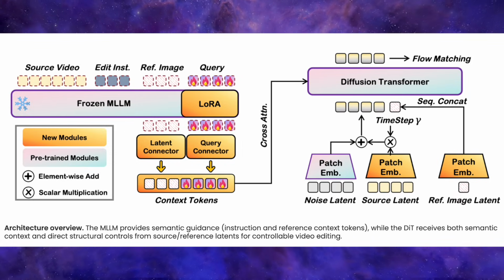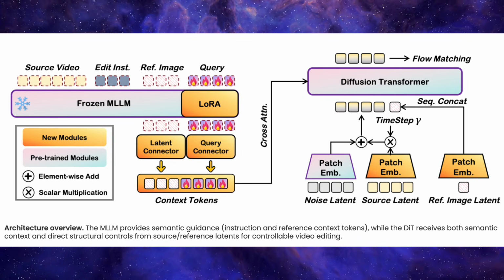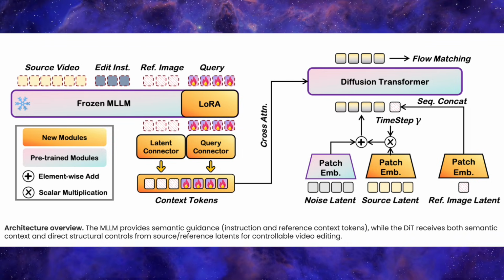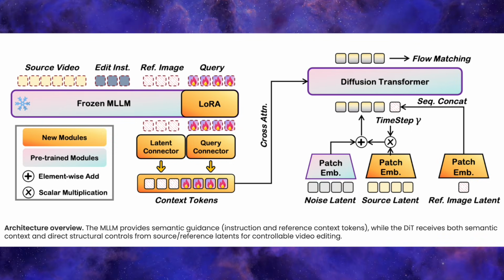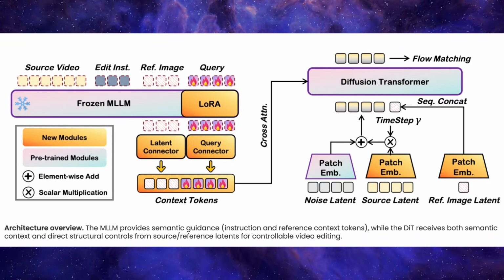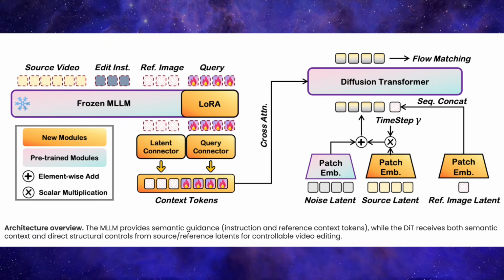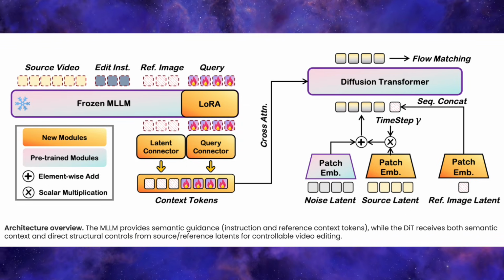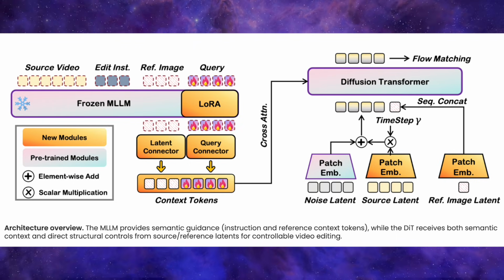Now, let me quickly explain how this actually works under the hood without making it complicated. Think of it like a team of 3 specialists. You've got a frozen multimodal LLM. This is the brain. It reads and understands your text instructions and your reference image. Then you've got a video diffusion transformer. This is the hands. It's the one actually generating and modifying the frames.